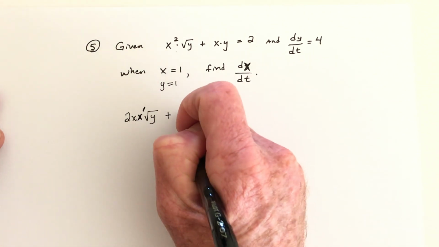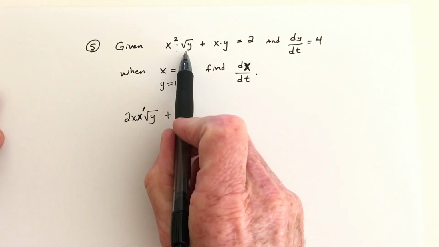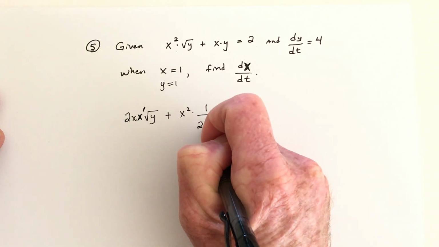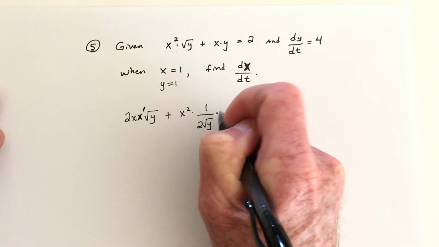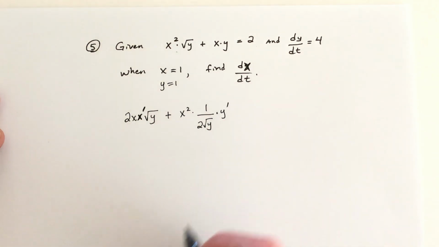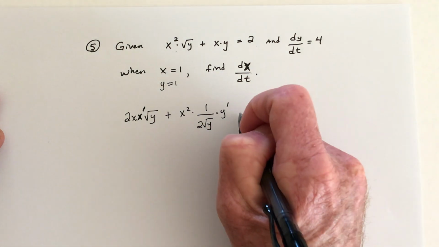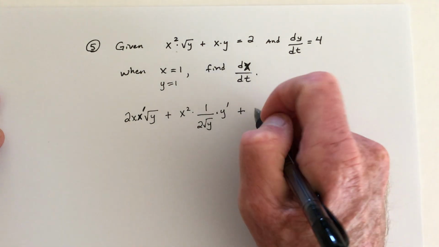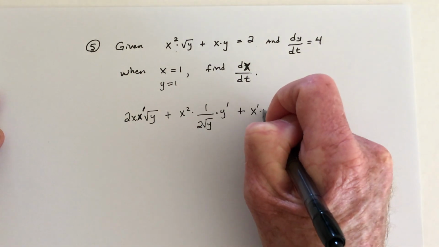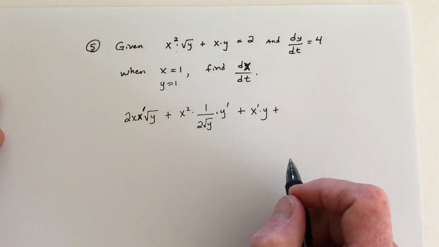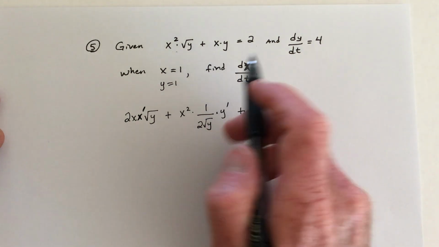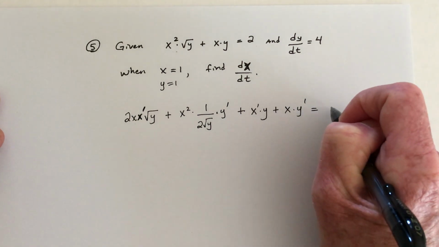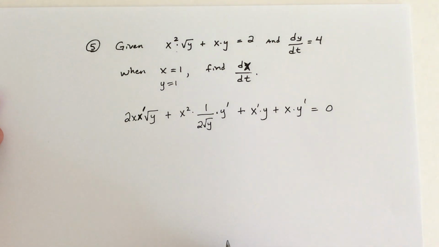Next, it's going to be leave the x squared alone and then take the derivative of the square root of y. And the derivative of square root is 1 over 2 times that square root. And then because of the chain rule, I have to take the derivative of y. And then plus, do the product rule over here. So the derivative of x will be x prime, and then leave y alone. Plus, the last part of it, leave x alone and take the derivative of y, y prime. And on the right side, the derivative of 2 is 0.